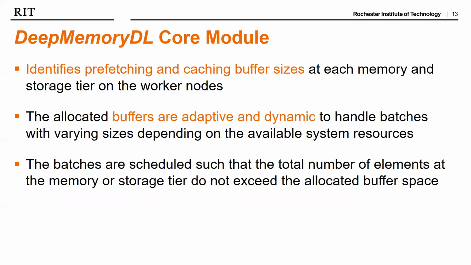The core module is the central component of DeepMemoryDL and orchestrates its various workflows. It uses information from the resource gatherer and the workload analyzer to identify prefetching and caching buffer sizes. These buffers are kept dynamic, and depend on the batch size and the current memory utilization on each tier. The batches to be prefetched and cached are scheduled such that they do not exceed the allocated buffer space on each tier.